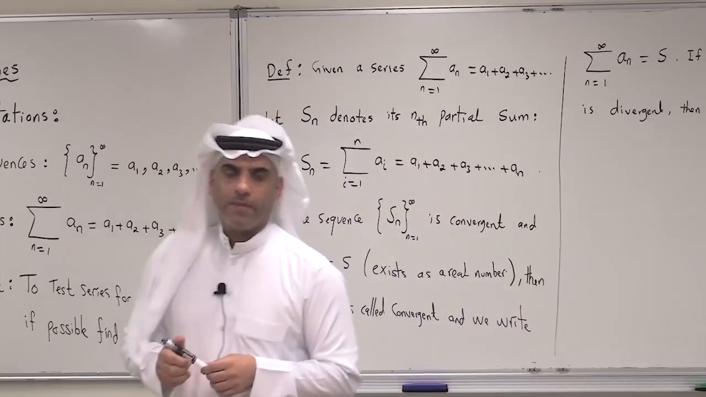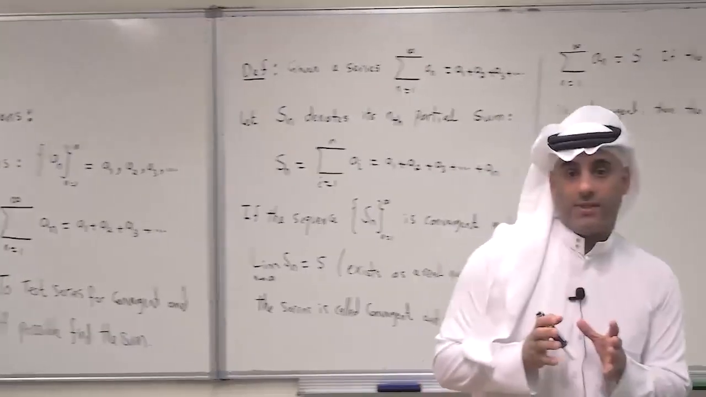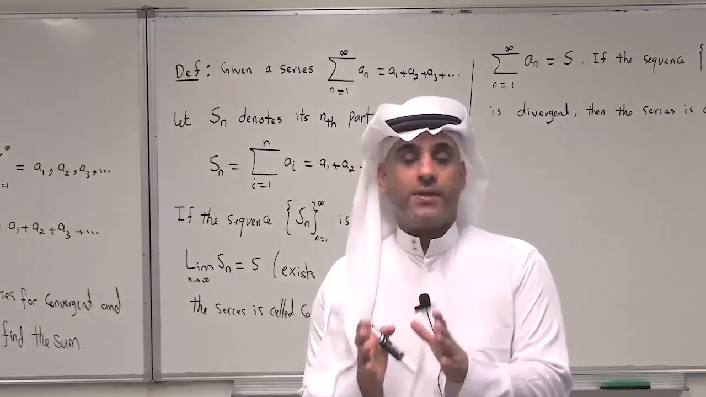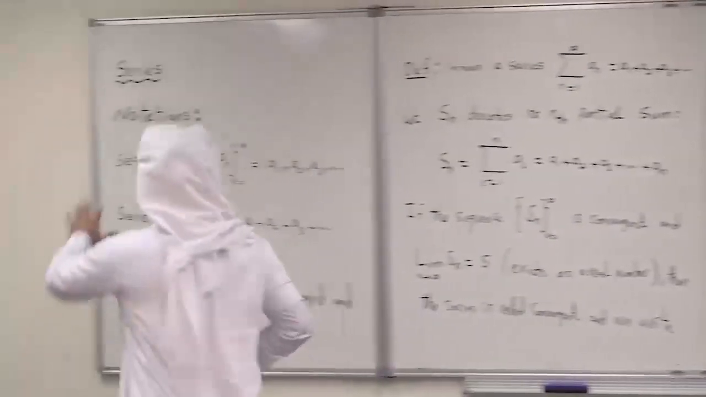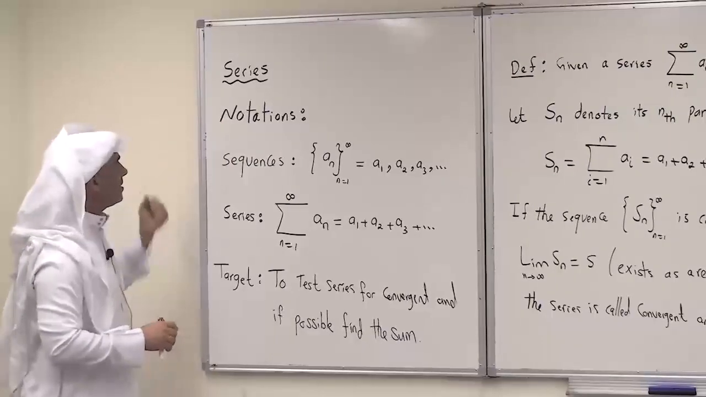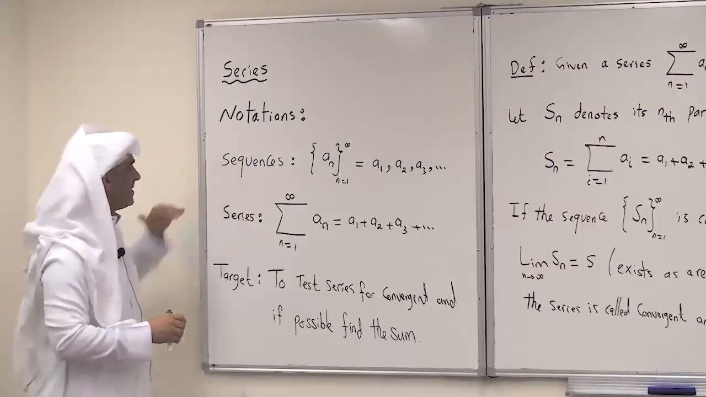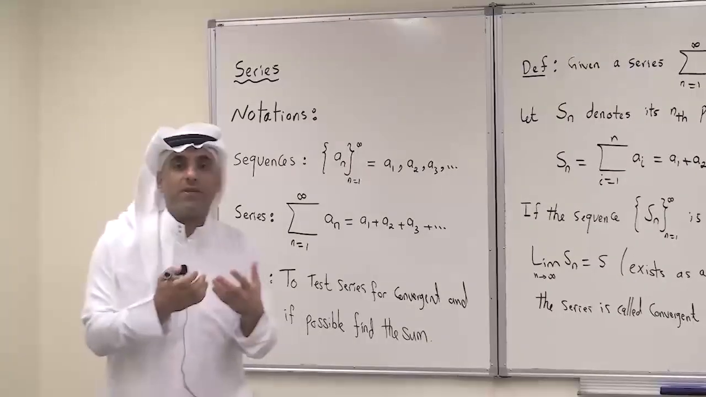Bismillah ar-Rahman ar-Rahim. Now, after we discuss the meaning of convergence of sequences, we will move to a very important topic. It's called infinite series. So what is an infinite series? This is what we have here. We start with the notation first, some notations to distinguish between sequences and series to see the difference. Then we will discuss what is the meaning of convergent series.